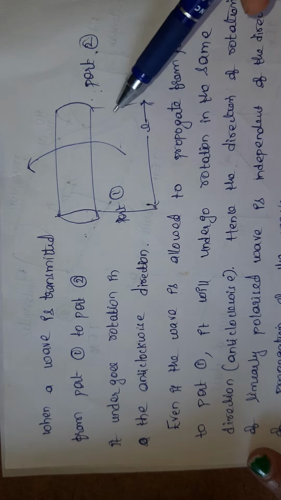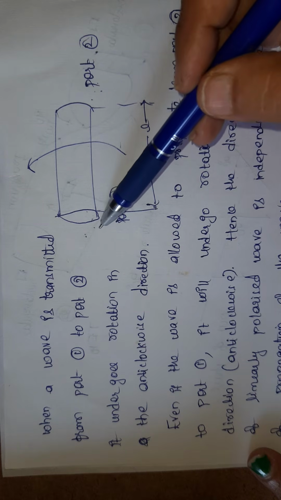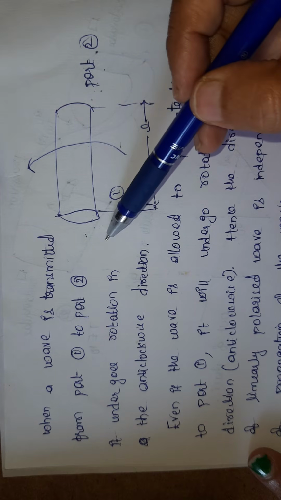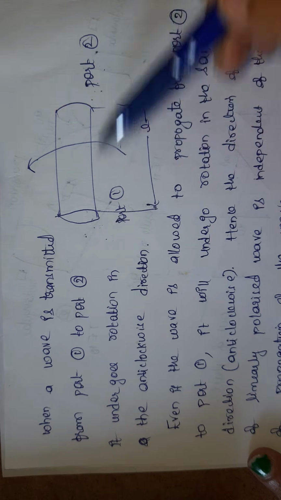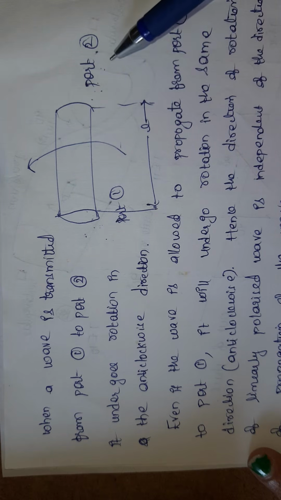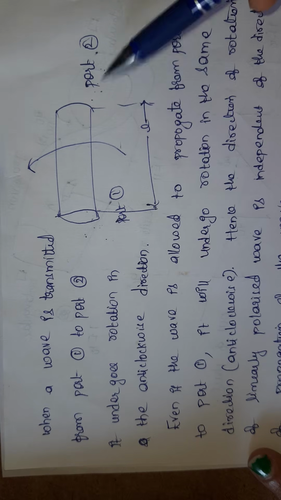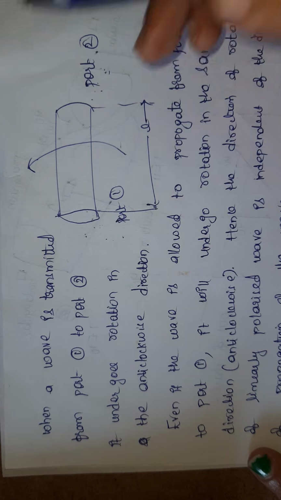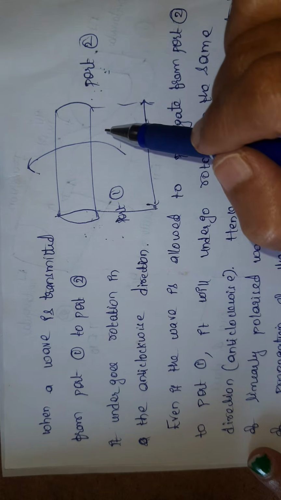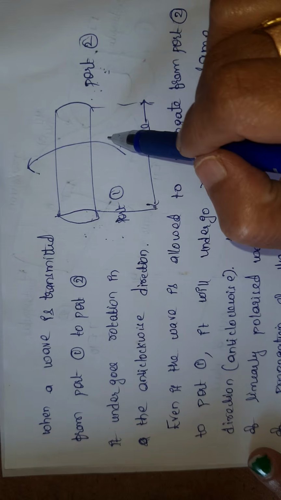Similarly, the same wave is passed from port 2 to port 1. In the first case, port 1 to port 2, it has the anti-clockwise direction change, and when the same wave is made to move from port 2 to port 1, the wave will also take the anti-clockwise direction phase change only.